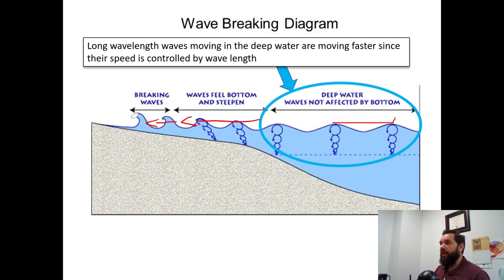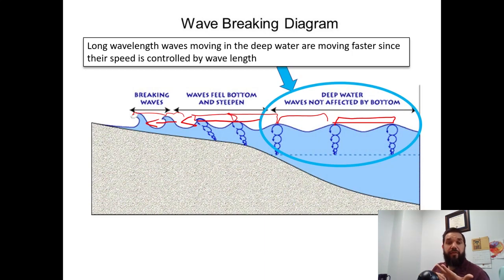So you can see that the wavelength progressively decreases. It's long out here in the deep water, but it gets smaller and smaller as you get closer and closer to shore. The wave slows down more and more as it gets closer to shore. The wavelength decreases more and more as it gets closer to shore.